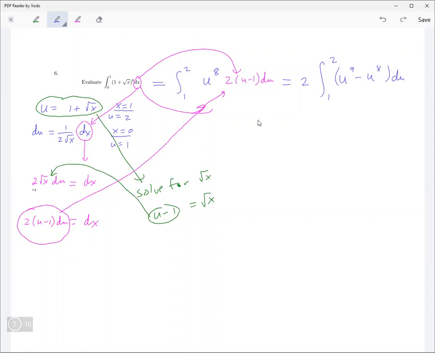Du. Okay, and then I can integrate those. U to the 9th, the integral of u to the 9th is u to the 10th over 10. And u to the 8th is u to the 9th over 9. That's evaluated from 1 to 2.